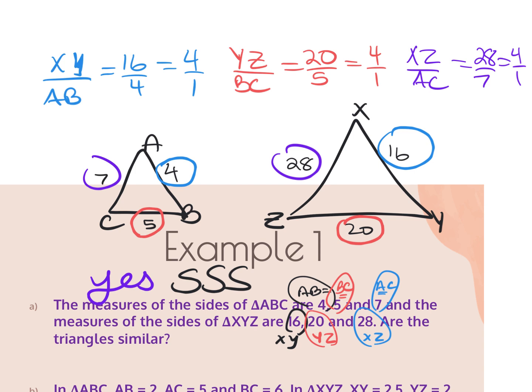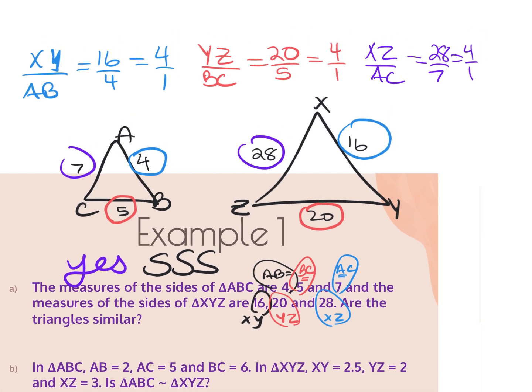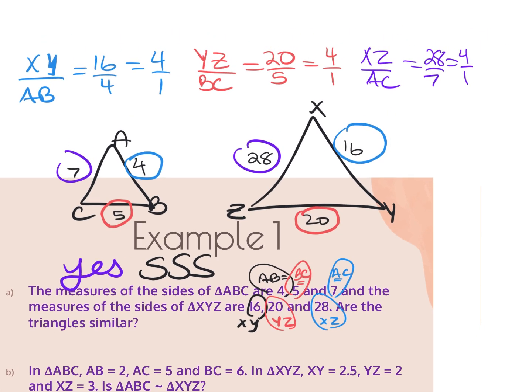And if they ask us for a similarity statement, we need to put it in the correct order. So we could say that triangle ABC is similar to triangle XYZ. And again, this is your similarity statement.